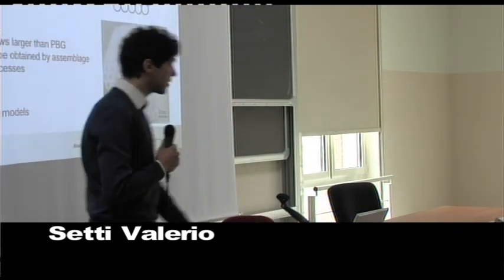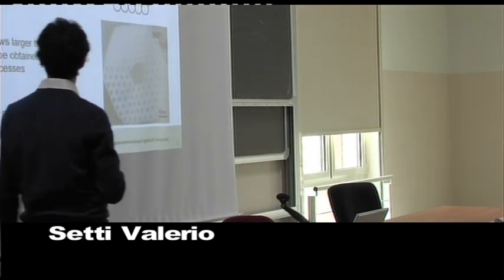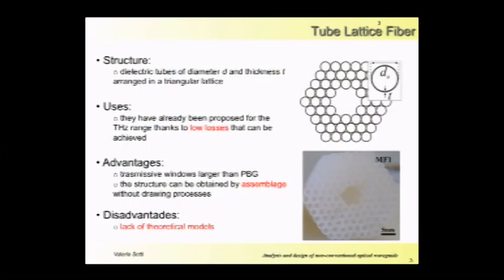In particular, the tube lattice fiber is presented in this slide and has a cladding made of a triangular arrangement of hollow tube waveguides, and the core itself is hollow, so made of air, and this feature allows us to reach low losses for the terahertz range. Other advantages with respect to photonic bandgap fibers are that they achieve wider transmission bands, and also that they can be obtained by simple assemblage without any drawing process.